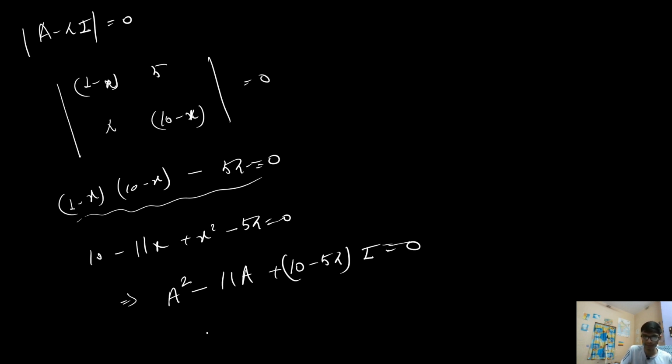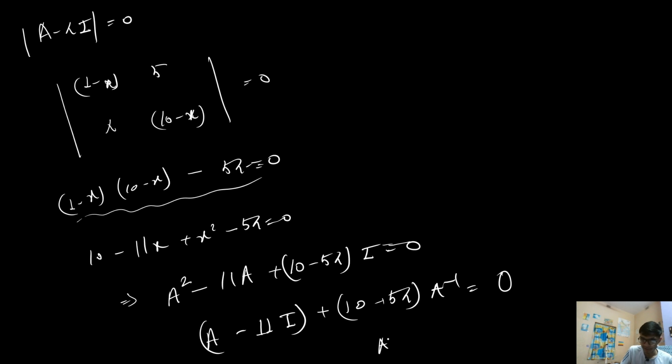Now if I multiply with A inverse, I will get A minus 11 times of identity matrix plus 10 minus 5 lambda times of A inverse, which is equal to null matrix. Now if I have to calculate, A inverse is basically equal to 5 lambda minus 10 times of A minus 11 times of identity matrix.